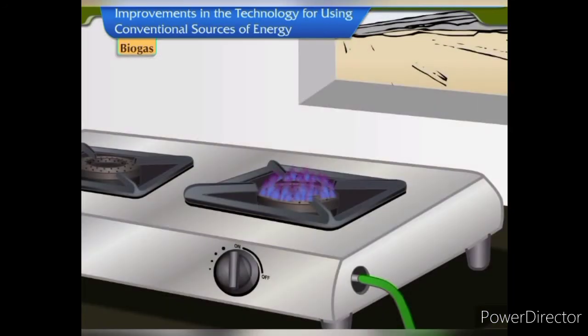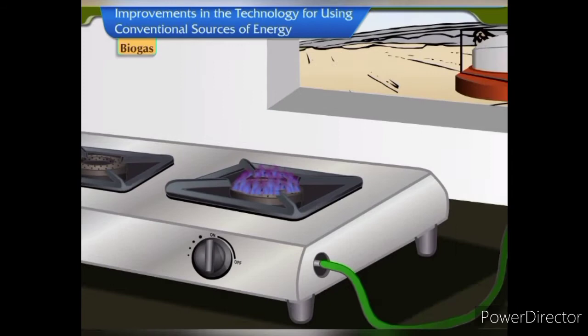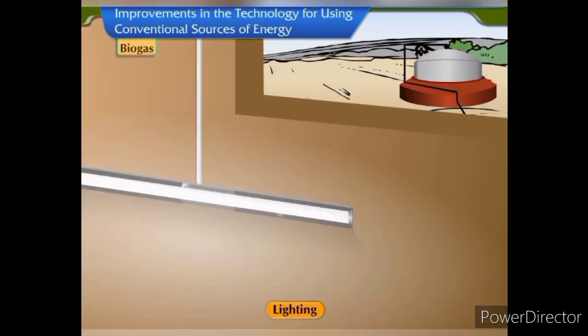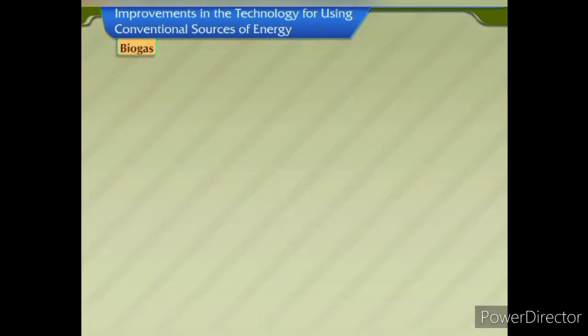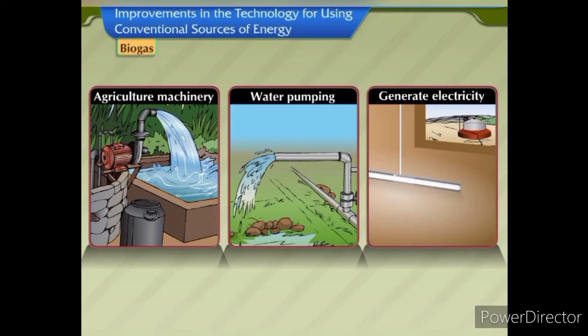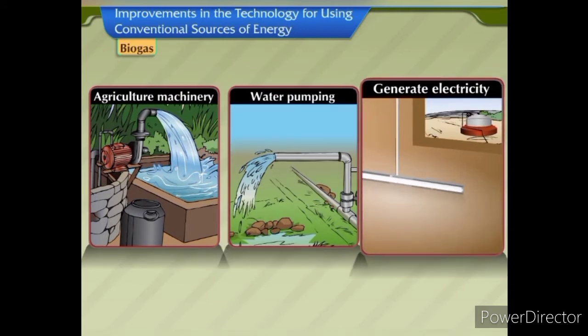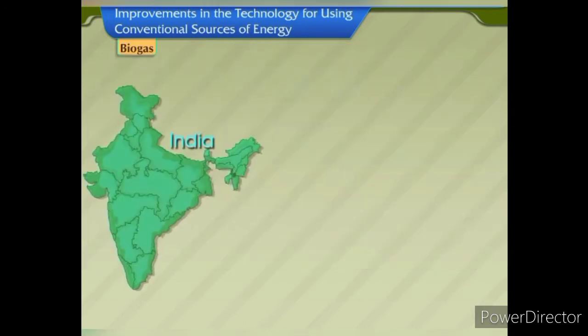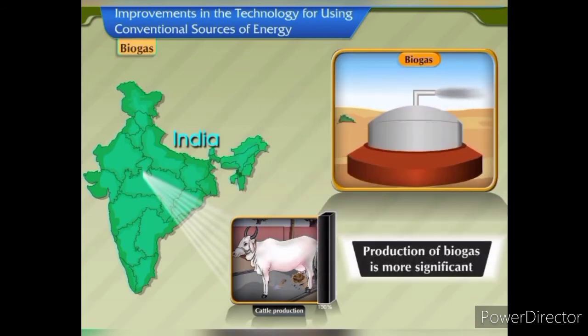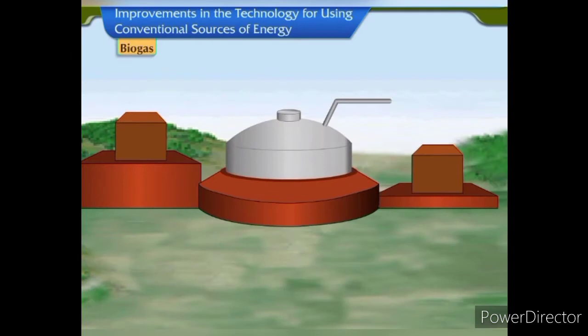It is a clean combustion fuel that can be used for cooking, water heating, and lighting also. It is used to produce mechanical power in agriculture machinery, water pumping, and to generate electricity. In India, as the cattle production is large, the production of biogas is more significant. Biogas is produced in biogas plants.